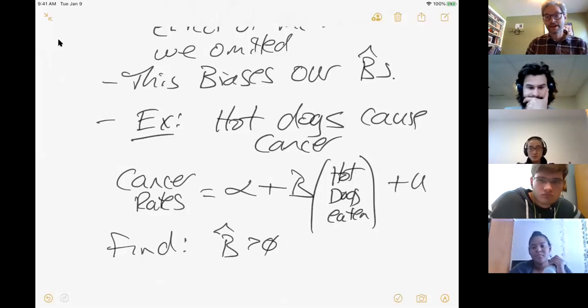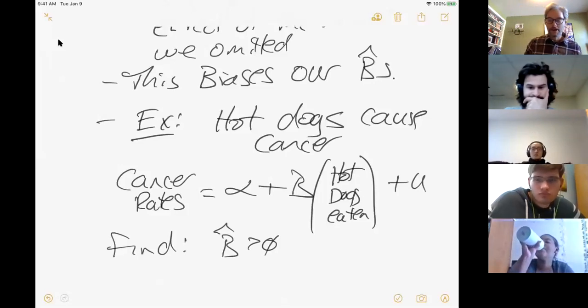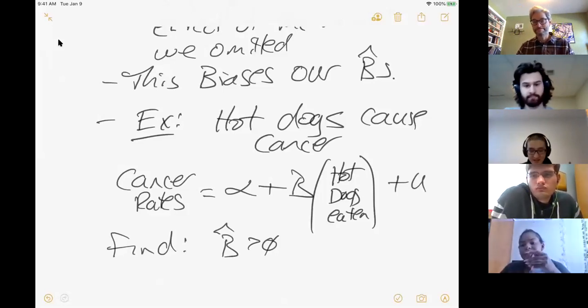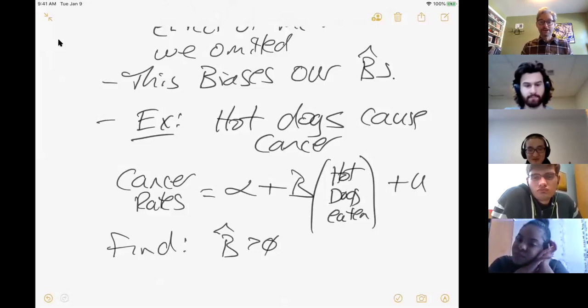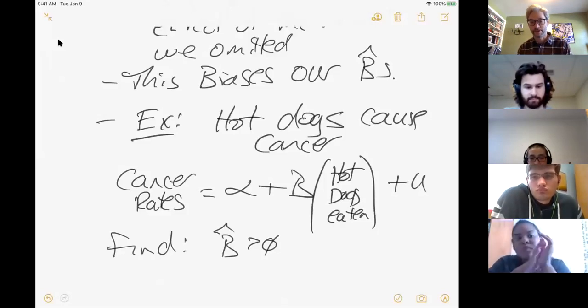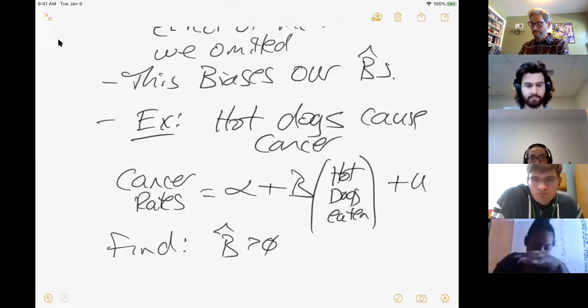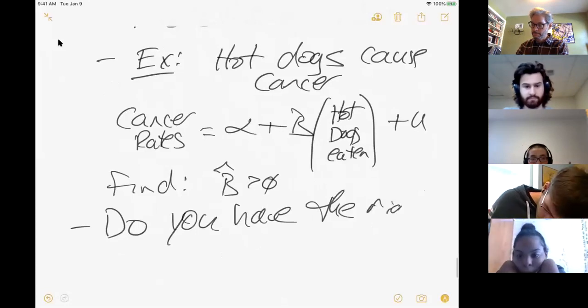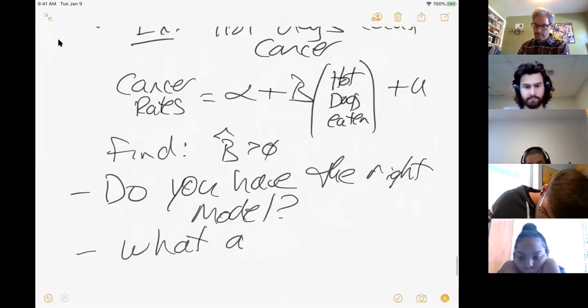So when you see these stupid studies, right, of, you know, hot dogs cause cancer, eating dark chocolate reduces cancer rates, that's another one I saw. Well, of course, who tends to eat dark chocolate? Rich people, right? Or richer people. And so, if you're eating dark chocolate, you're probably also doing a lot of other things to take care of yourself. So, all of these kinds of studies, you just have to be skeptical about, do you have the right model? What are you missing?